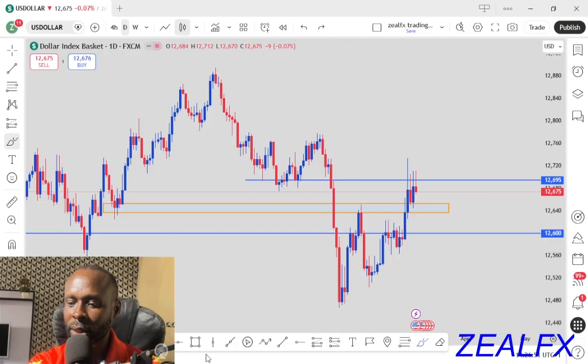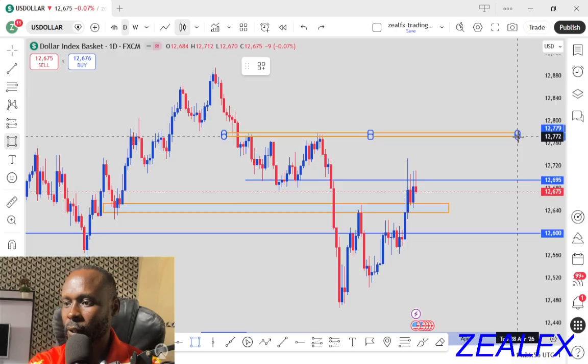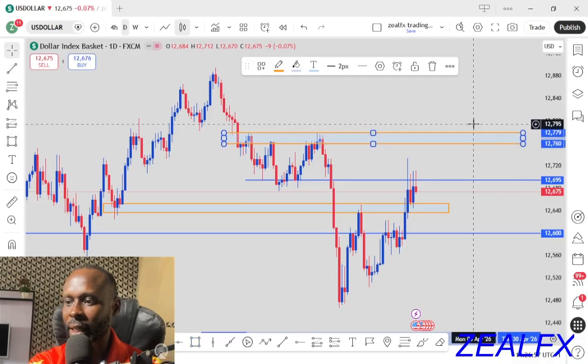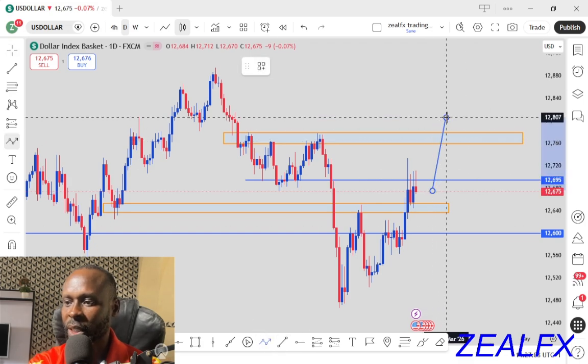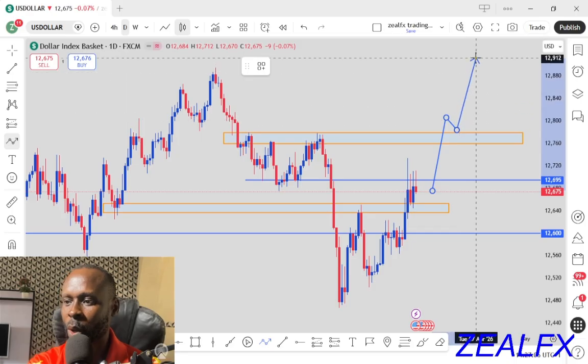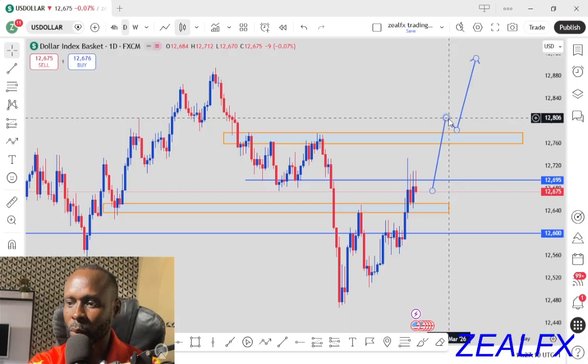Then we are expecting the dollar index to move to this next resistance level. This resistance level will be our target where we expect the dollar index to move to. A break of this resistance level might trigger a major move for the dollar index to the top. So we expect price to move to this resistance level this week.